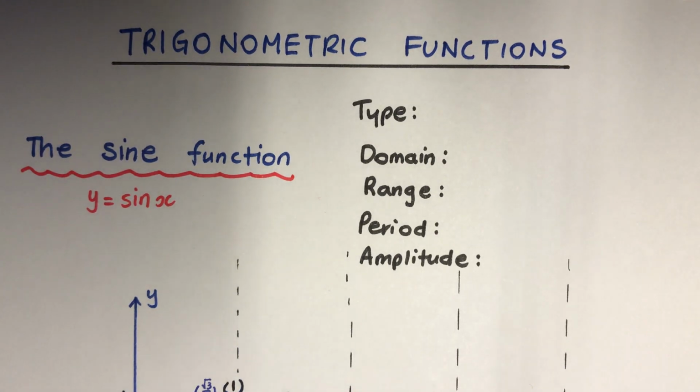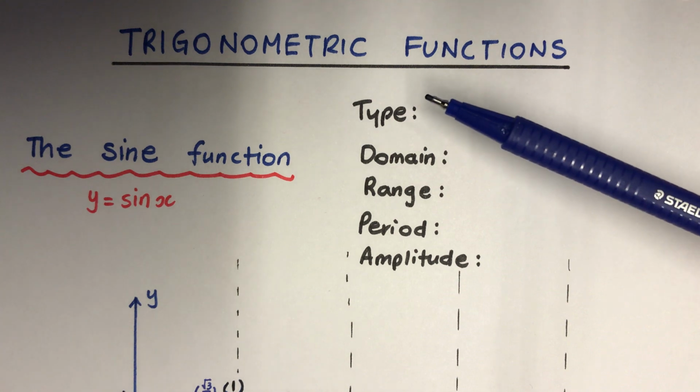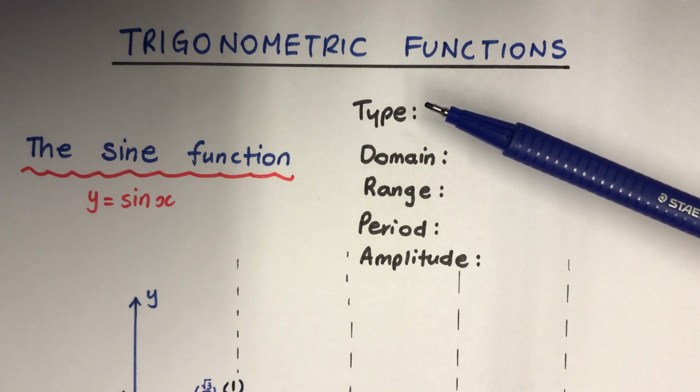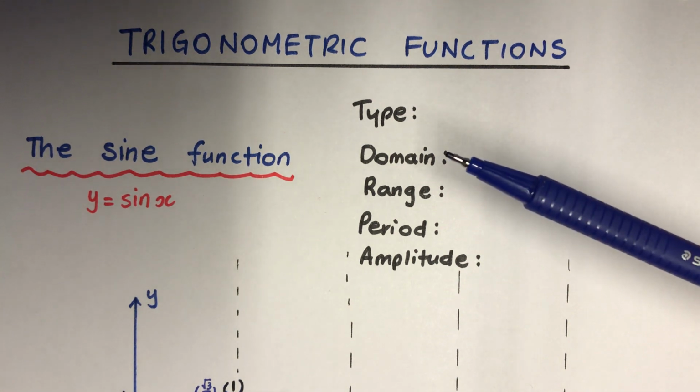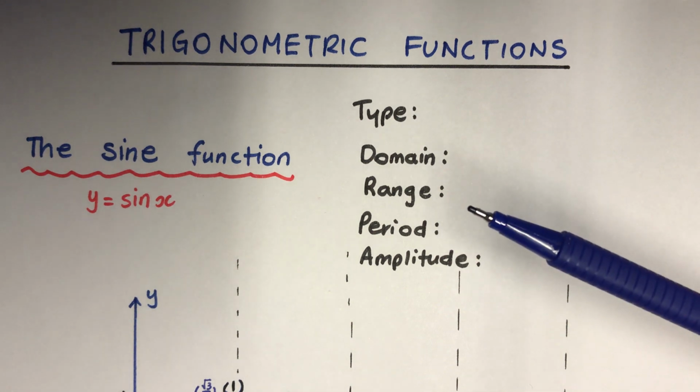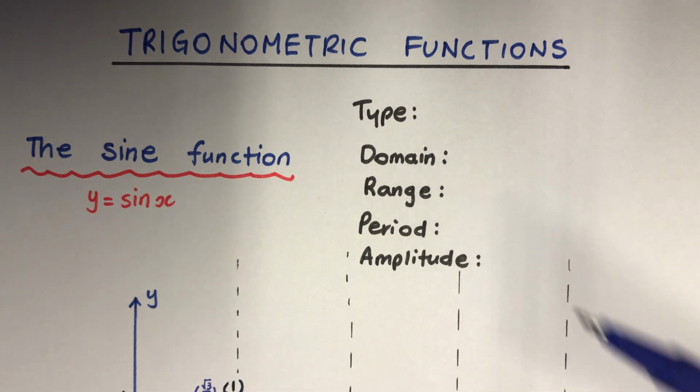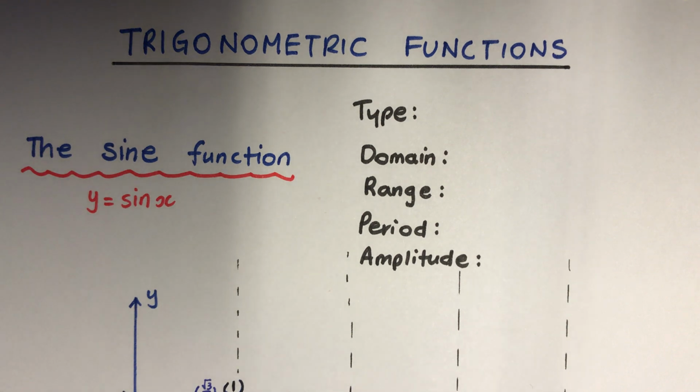Hi everyone, today's lesson is trigonometric functions, trig functions for the sine function. In this lesson we're going to go through the type of the function, which is odd or even. Domain will be x values, range will be the y values, period is where it actually completes the whole pattern in the x degrees. And the amplitude is the height from the center.